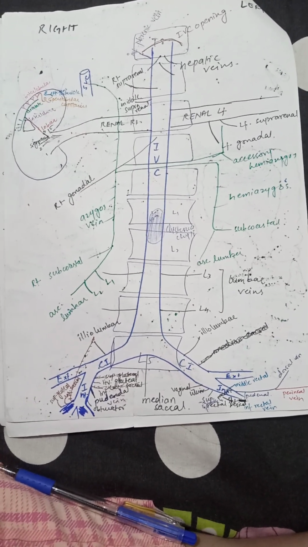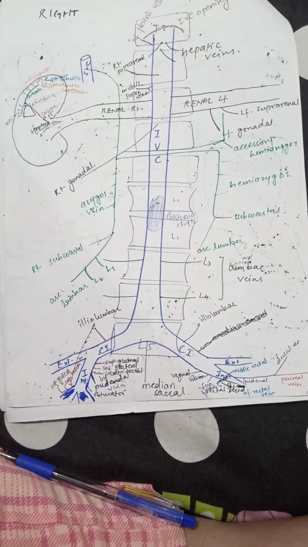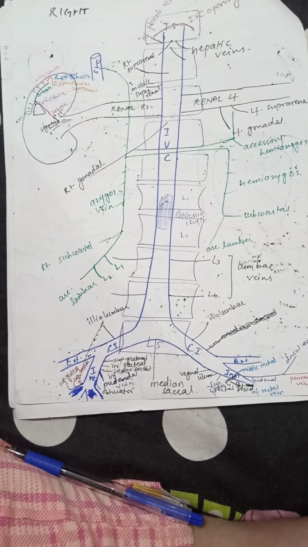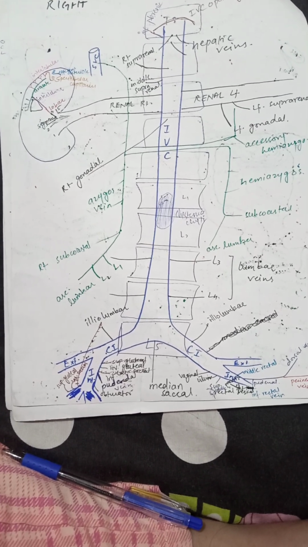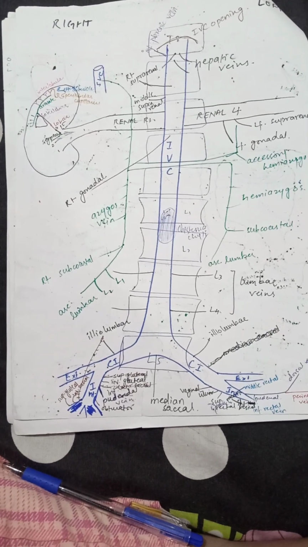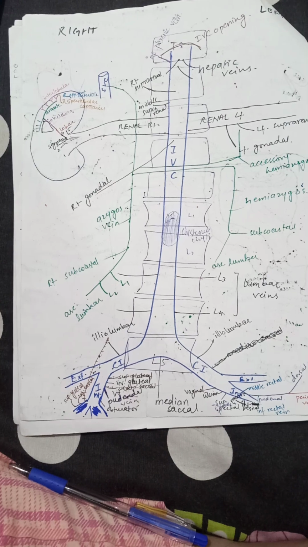We'll discuss the branches of the internal iliac vein. First, we'll discuss those branches that are given outside the pelvic wall, and then we'll discuss those branches that are given inside the pelvic wall. As we have already discussed the internal iliac artery in the arterial supply, the same branches that the artery gives, the vein has the same tributaries.